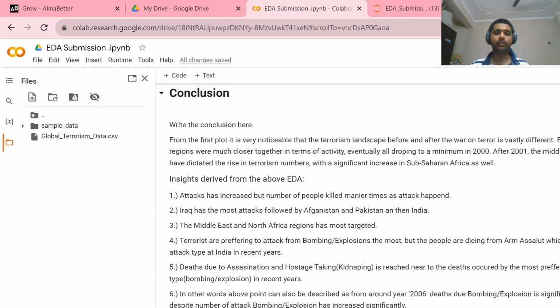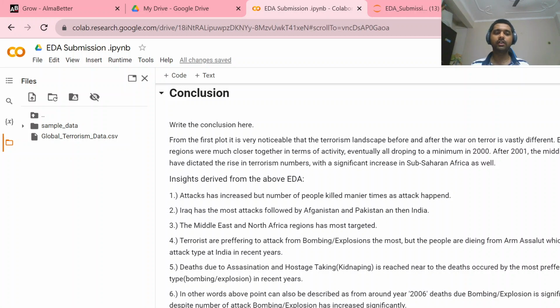Terrorists prefer bombing and explosions the most, but people are dying most from armed assaults, which is the second most common attack type in India in recent years. Deaths due to assassination and hostage taking have reached near the deaths caused by the most preferred attack type, bombing and explosions, in recent years.